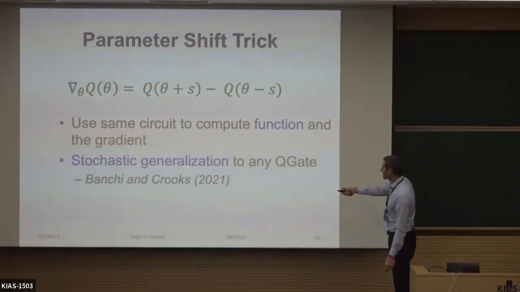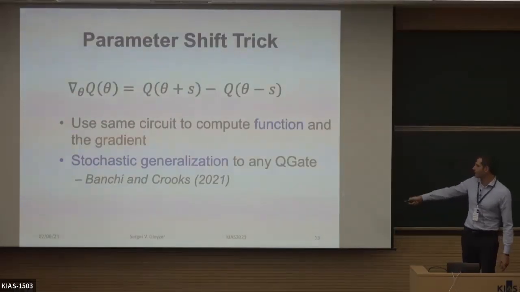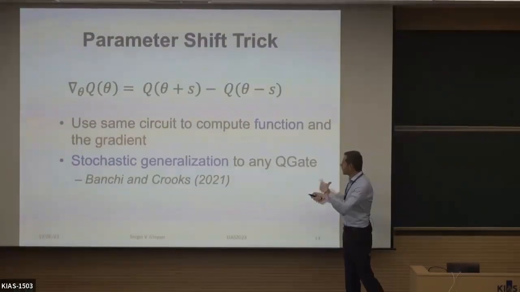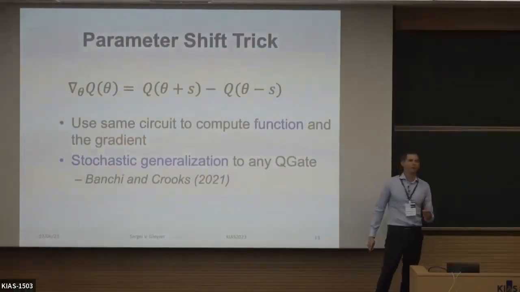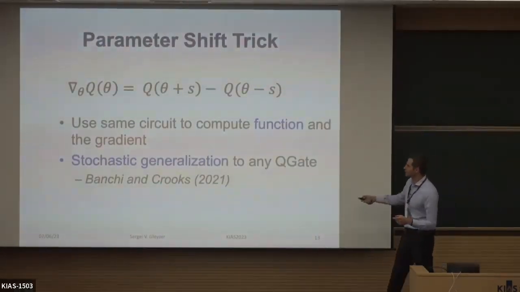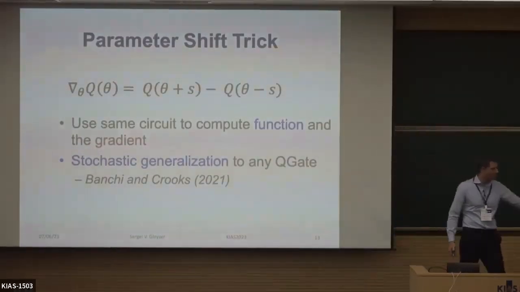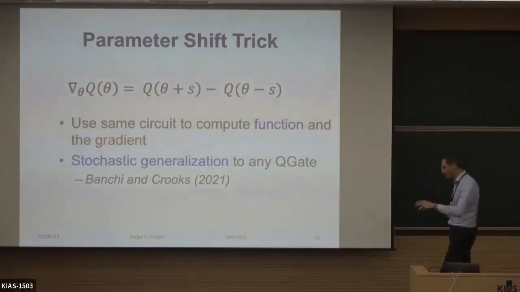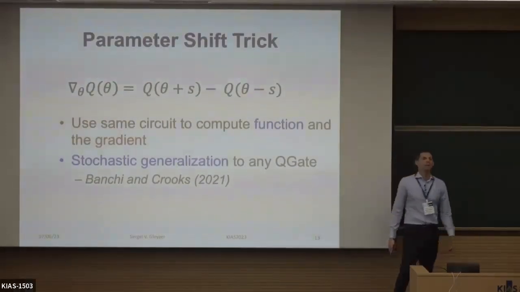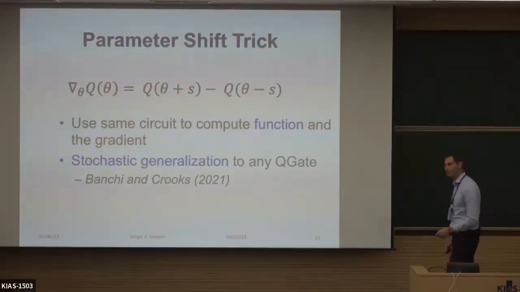Now, in fact, there is a stochastic generalization of this idea that you can read about in this particular paper, Banchi and Crooks, that you can apply now to any quantum circuit, any quantum gates that we know. So that's the nice part. There's a stochastic version of this that makes it general. Now that requires random sampling from distributions. It's a little bit more complicated than this very simple-looking formula, but it works for all possible gates. All right, so that's the answer to that question.